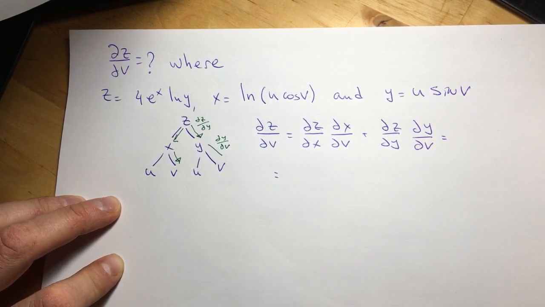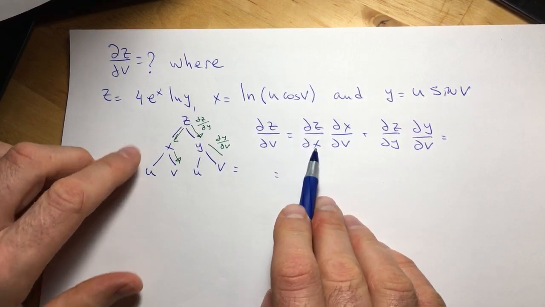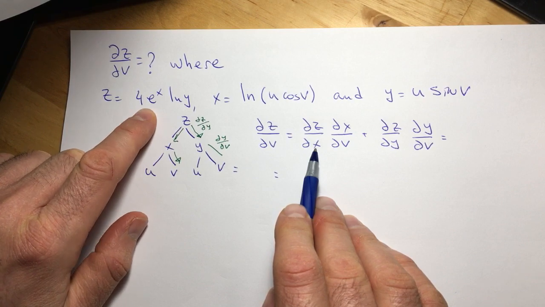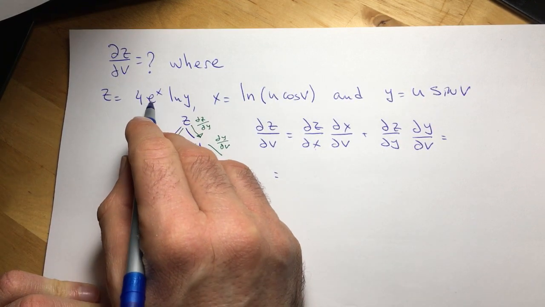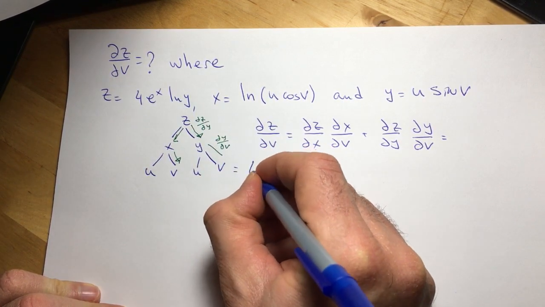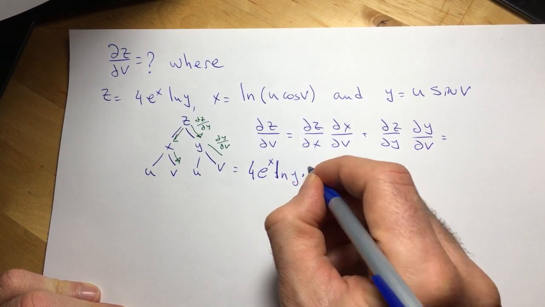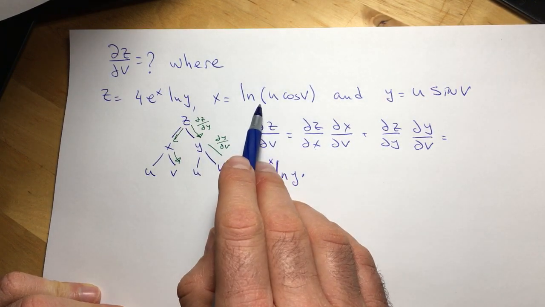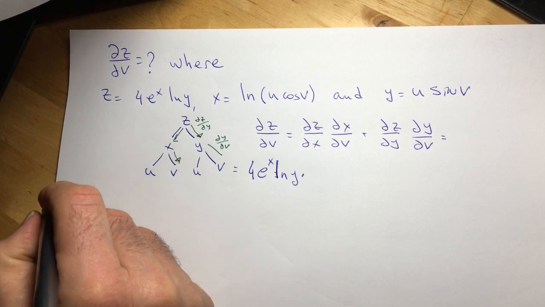Okay, and now that's equal to what? Partial z, partial x: I evaluate this derivative only with respect to x, so 4 and ln of y are treated as constants. The derivative of e to the power x is e to the power x, so 4 e to the power x times ln of y times partial x, partial v. Now I look at my x function, right? How much is partial x, partial v?